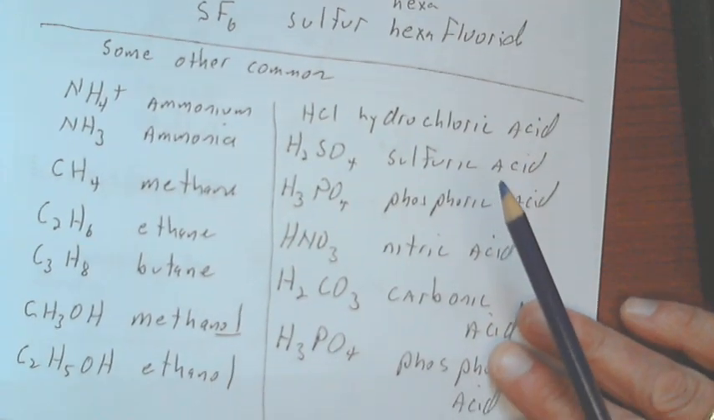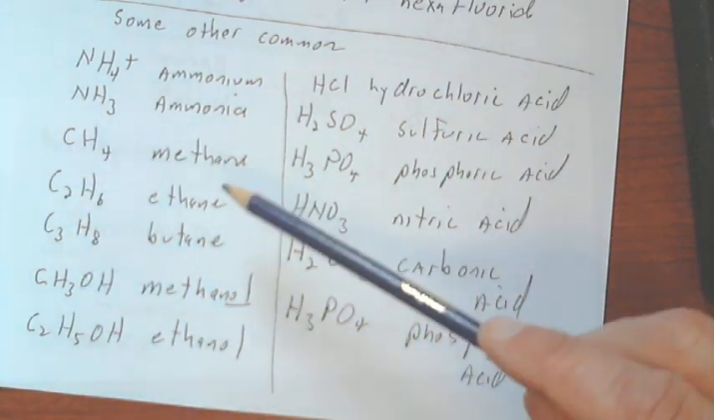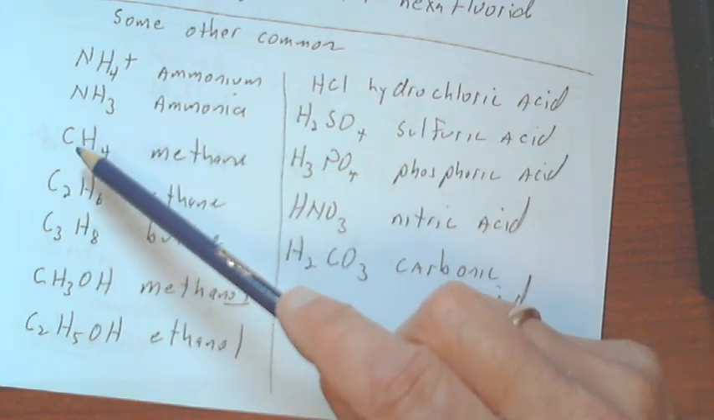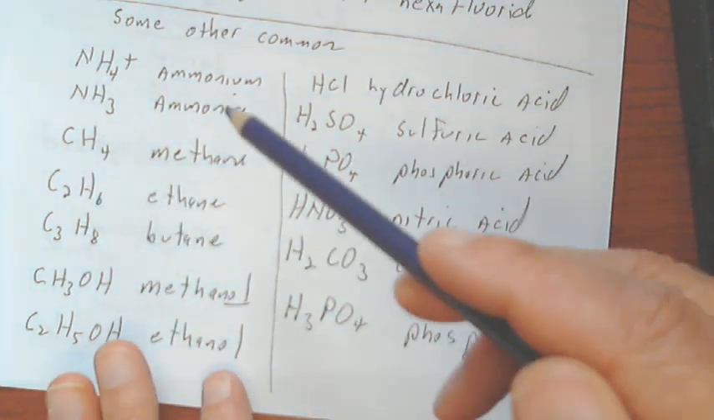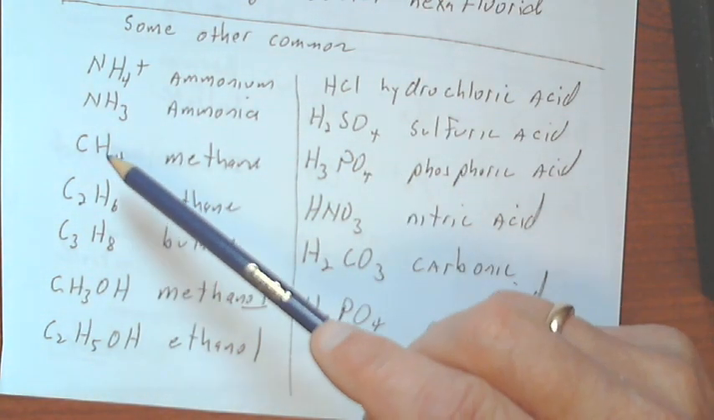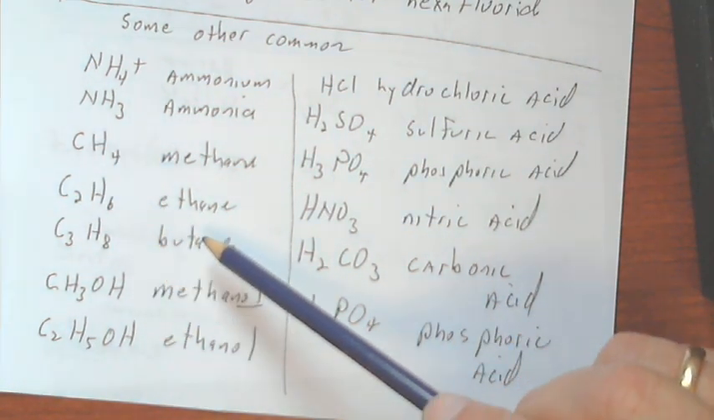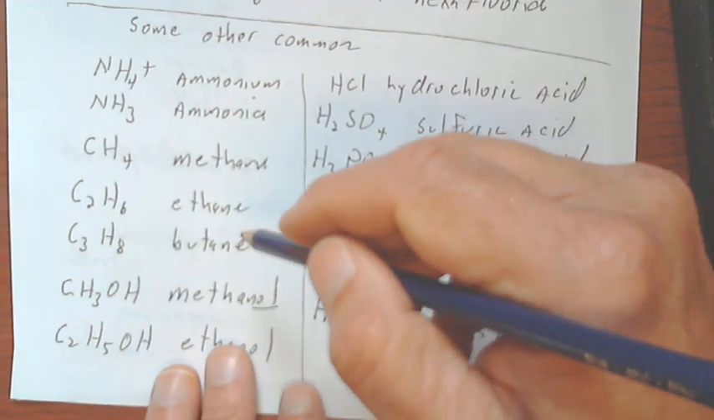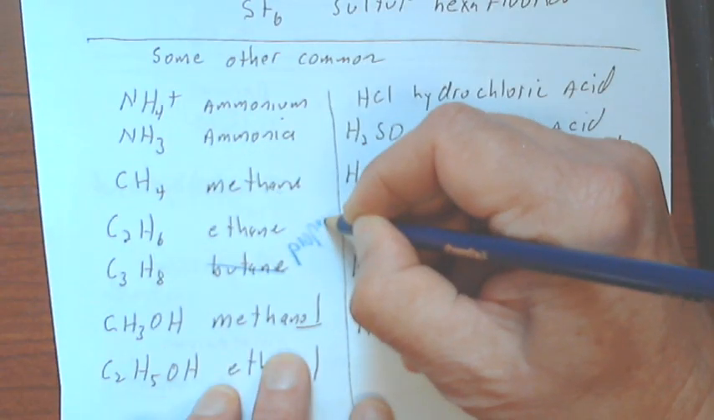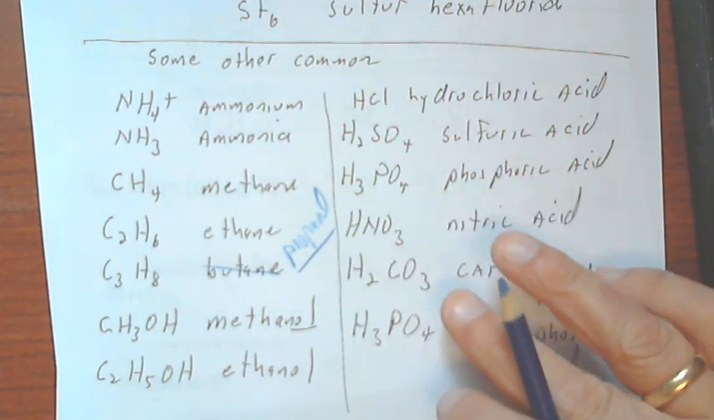Some other common ones: NH4+ is ammonium, NH3 is ammonia. Now hydrocarbons. Methane is one carbon. Carbon likes 4 bonds. It can be 4 single bonds, 2 double bonds, or a triple and a single. Different ways, but carbon likes to have 4 bonds. Ethane is C2H6. This is actually not butane, this is propane. Butane is C4H10. This one's propane, A-N-E, that's an E.